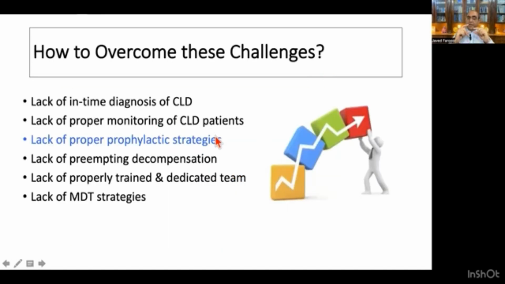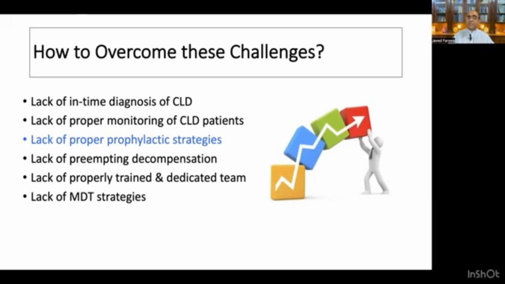So once you diagnose the patient as having chronic liver disease, an integral component of the management is proper monitoring and recording of the CTP score and MELD score, so we know how our patient is going, what the progress of our patient is.